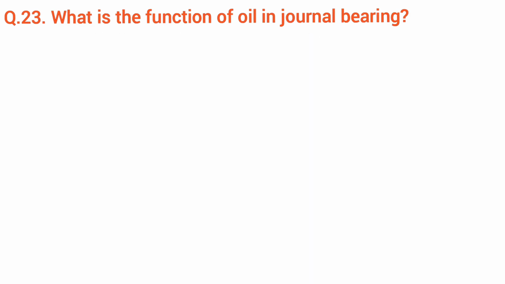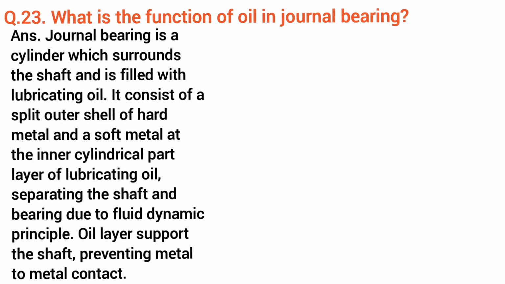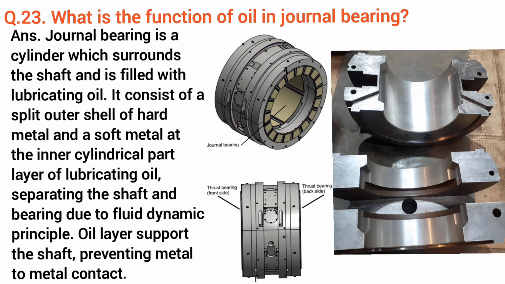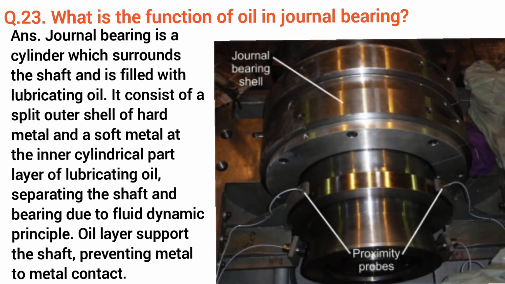What is the function of oil in journal bearing? Journal bearing is a cylinder which surrounds the shaft and is filled with lubricating oil. It consists of a split outer shell of hard metal and a soft metal at the inner cylindrical part. A layer of lubricating oil separates the shaft and bearing due to fluid dynamic principle. Oil layers support the shaft, preventing metal-to-metal contact.